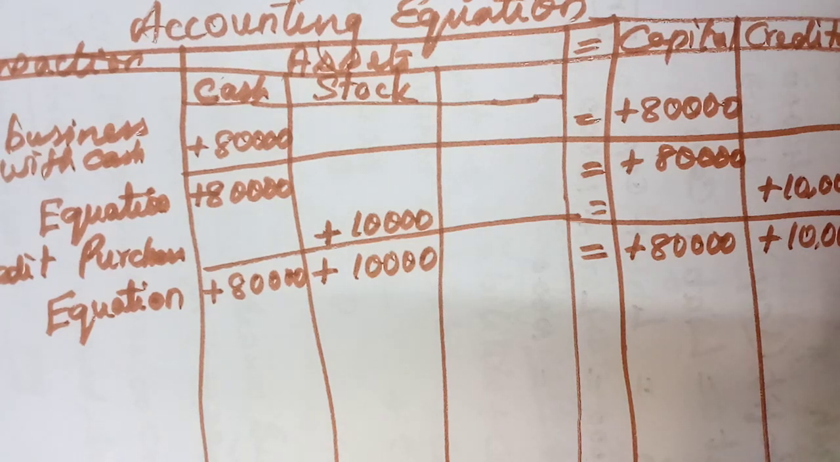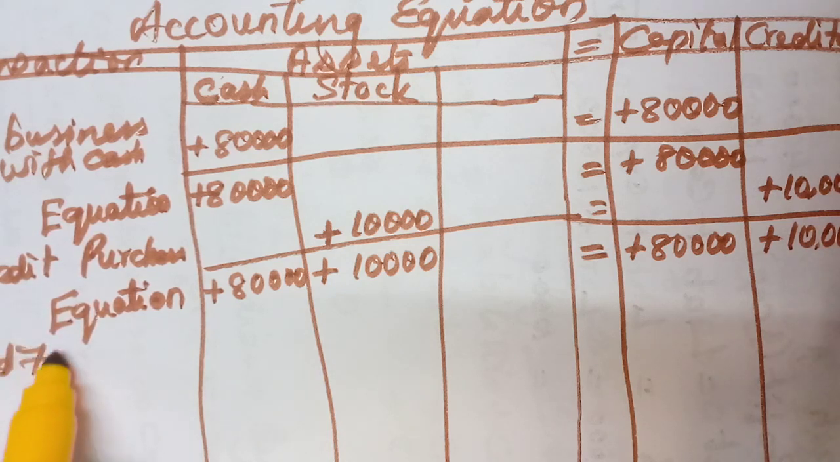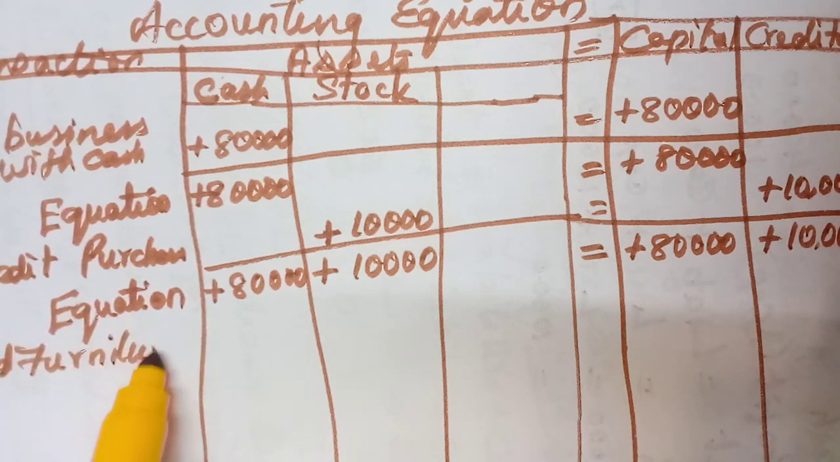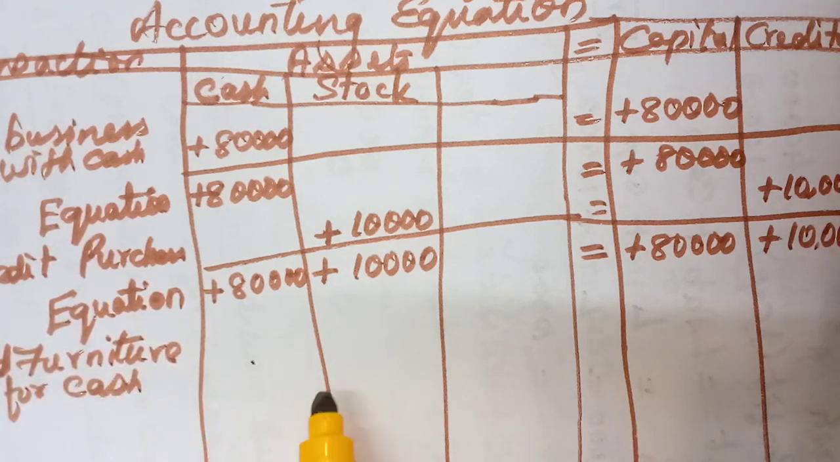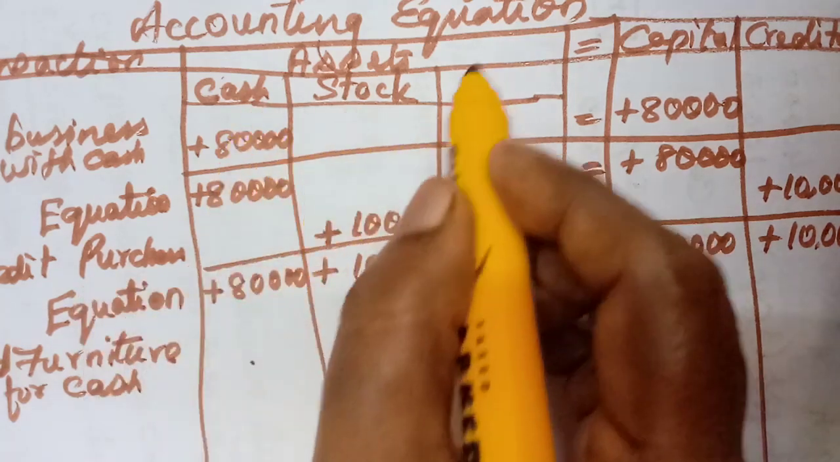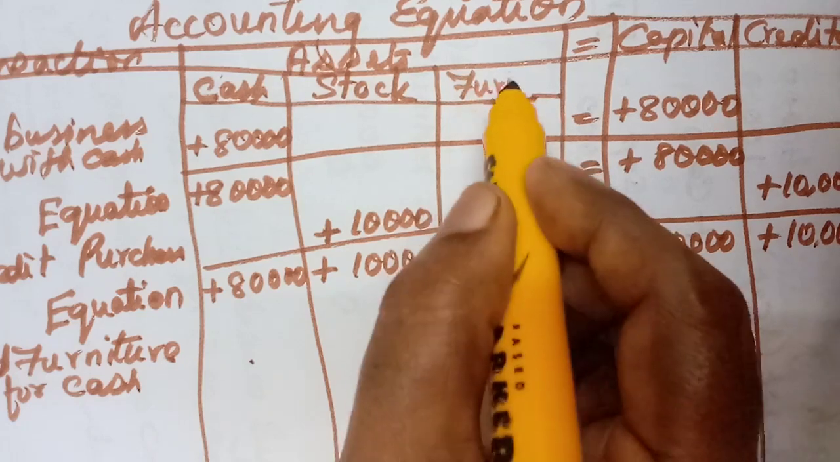transaction. What is the third transaction? Purchased furniture for cash. So the same thing you can write. Purchased furniture for cash. Here, what are the two accounts affecting? One is cash, the other one is furniture. Furniture will not come under stock. We need to write furniture.